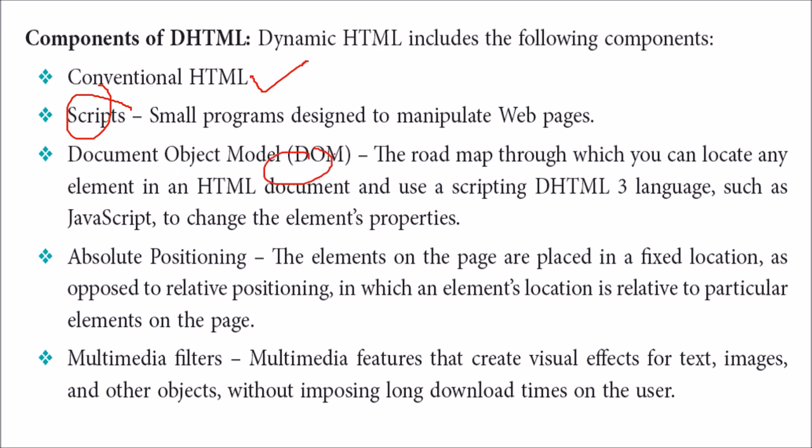You have DOM, that is the document object model. So this gives you a roadmap, actually, from which point to go to which point. These are all related to the change in the element properties. Then the positioning, where exactly, relative or absolute positioning of the elements will be there in the web page.